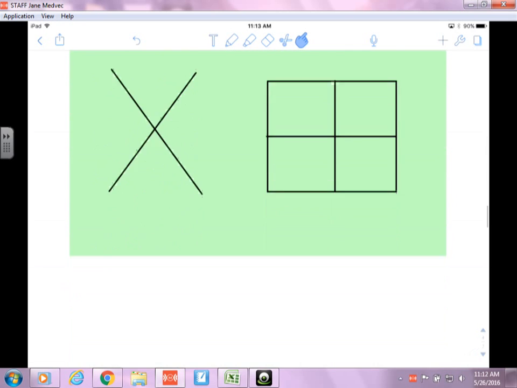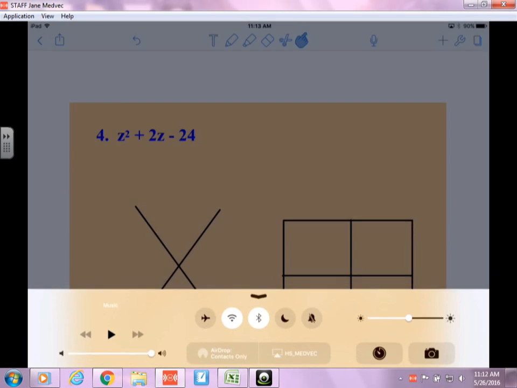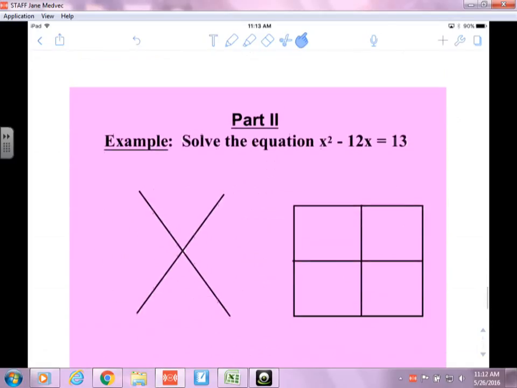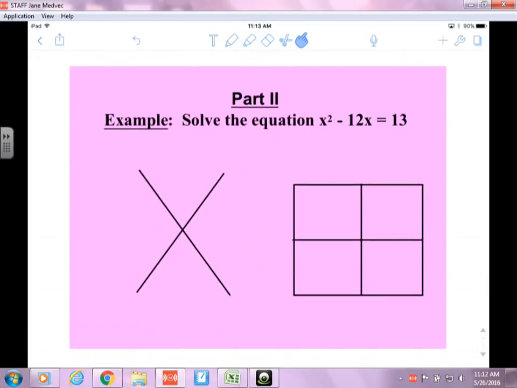Now we're going to go down and look at part 2. We'll notice that rather than just saying to factor, it asks us to solve. So it's changing the directions a little bit. And if you take a look at this equation, you'll notice it looks a little different, doesn't it? You're correct. I need to put it in standard form.